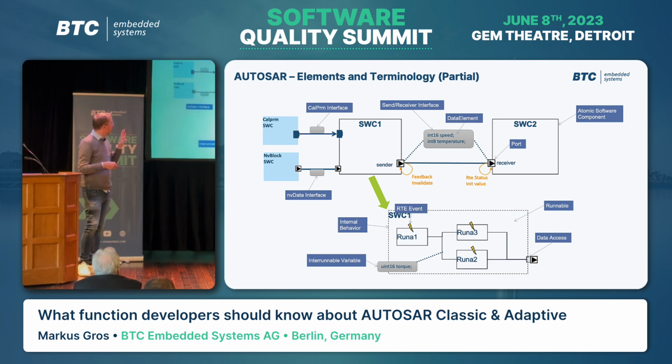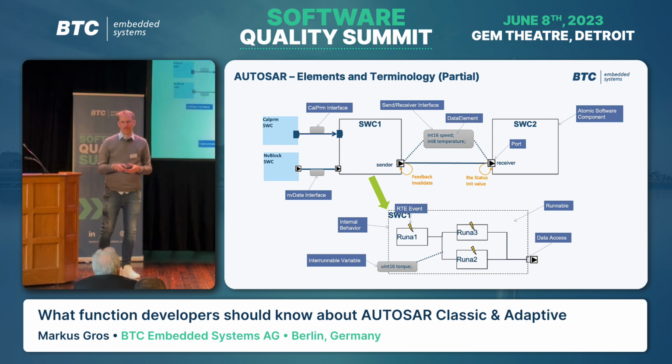And what AUTOSAR doesn't standardize, of course, is unfortunately the granularity of the architecture, right? So the standard is not telling you how big a runnable is supposed to be. So there's a huge degree of freedom. You could have one ECU and it's just one big runnable, and that's probably not a good idea. You could also have 10,000 runnables, and each runnable has just 2 lines of code, which is probably too small and also not efficient.